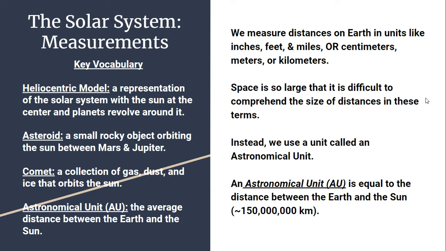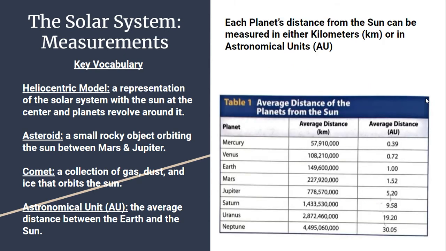In this case, as we as humans created a new measurement tool, we made it all about us. An astronomical unit, the unit we use to measure distances in space, is equal to the distance between Earth and the Sun. You can see here some different measurements for each planet, both in kilometers and AUs, or astronomical units. You see that Earth is 1 AU.